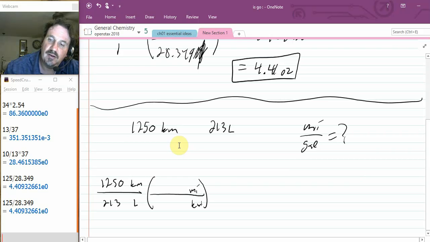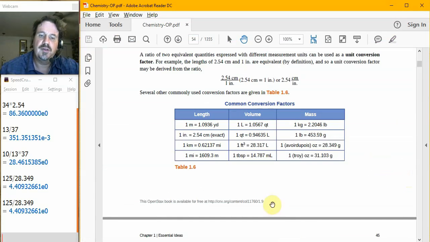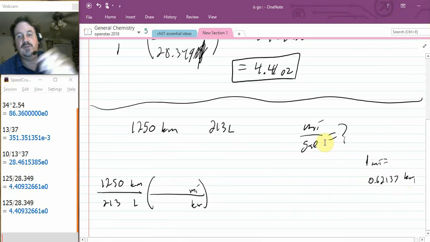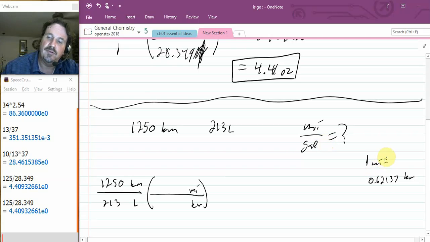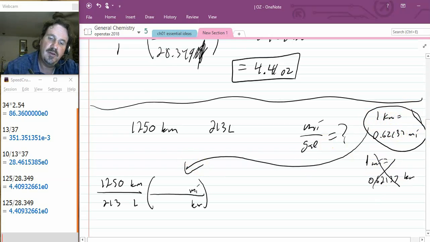I'm going to write it off to the side here. This is just things I know. I know that 1 mile is 0.62137, was it? kilometers. Let me just double check that. 1 kilometer is 0.62137 miles. Well, that would make a difference, right? So that is not what I meant to do. 1 kilometer is 0.62137 miles.